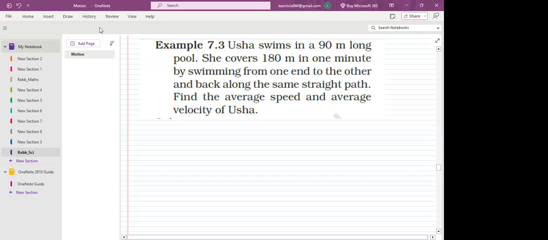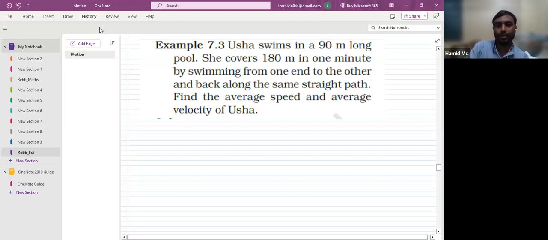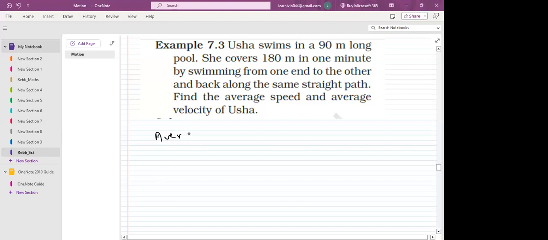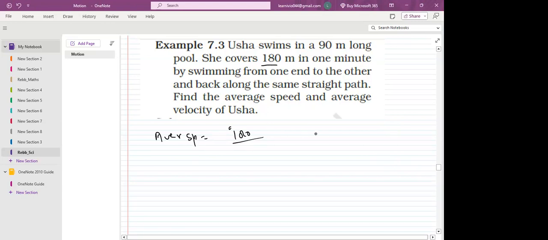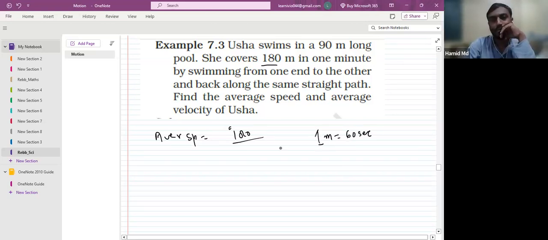So, done. What is the average velocity and what is the average speed? Average speed I got is 3 meter per second. Total distance is 180. She covers 180 meters in 1 minute. It's 180 meter per 1 minute, and you have to convert into meter per second. So it'll be 60 seconds, so it will be 180 over 60. So 3, right?